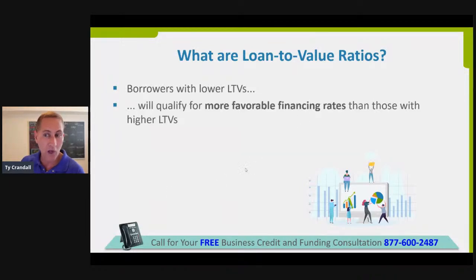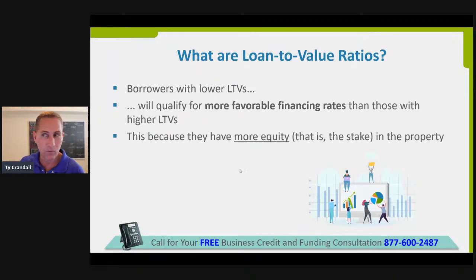Now, borrowers with lower loan to values will qualify for more favorable financing terms. That is the way that it is because the risk to the lender is less. If you get a 90% loan to value versus a 40% loan to value, and if you ever default on that loan and don't pay, well, it's way easier for the bank to take back the property and sell it and get their money back if you only owe 40% of the property's value versus if you owe 90% of the property's value.